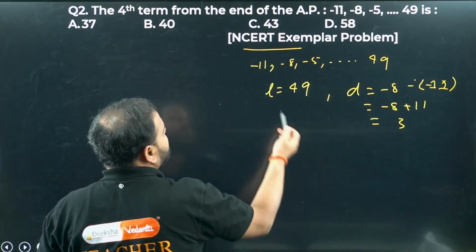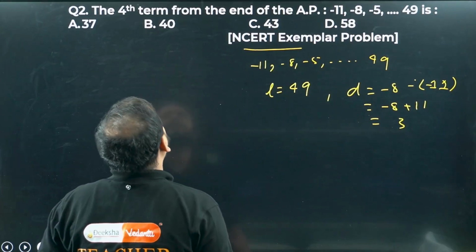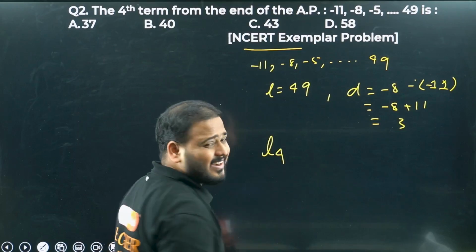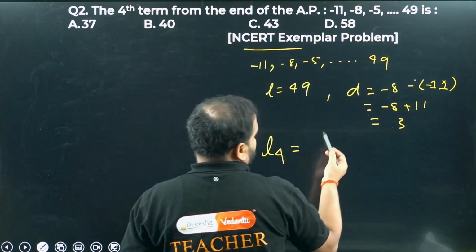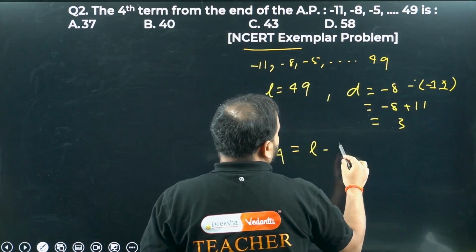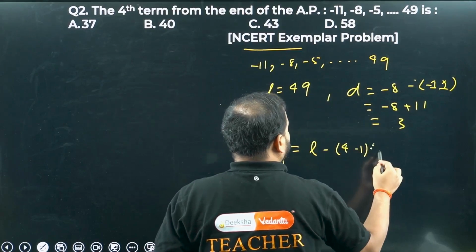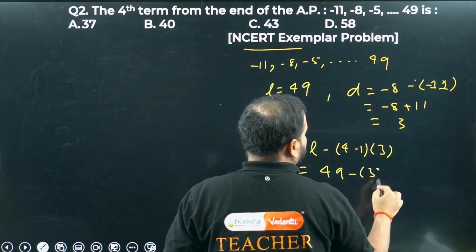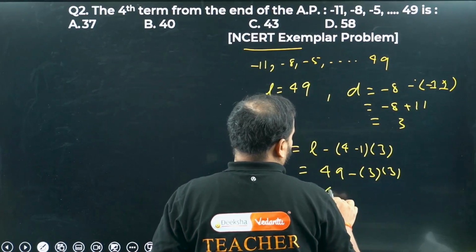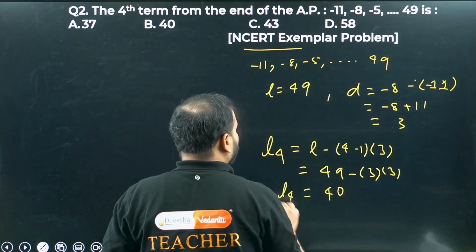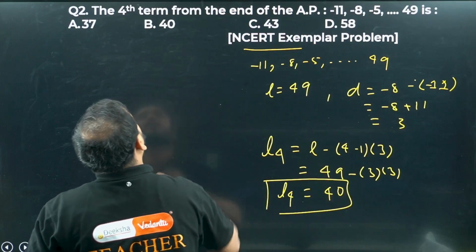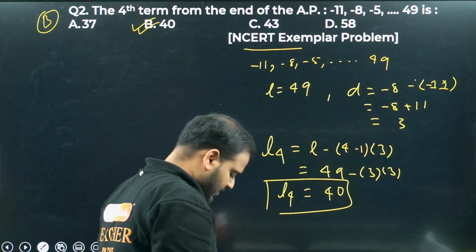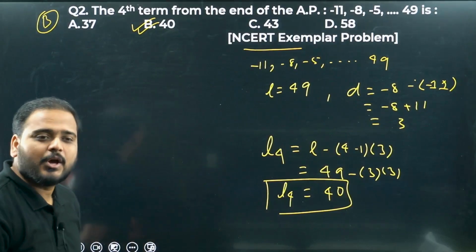Okay. Now common difference is known, L is known. Find the fourth term. Sir, fourth term from the last is asked. So I write it as L4. L minus (4 minus 1) into D. L is 49, minus 3 into 3. So 40 is my answer. Option number B. Simple problem. Just knowing the formula is good enough for us.